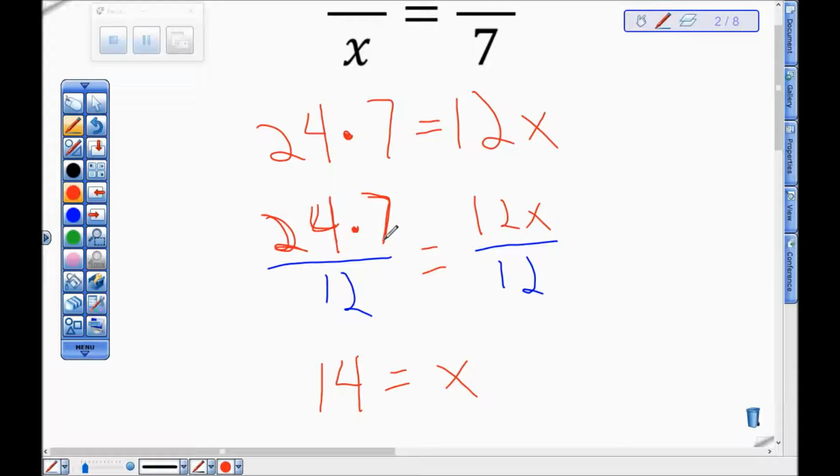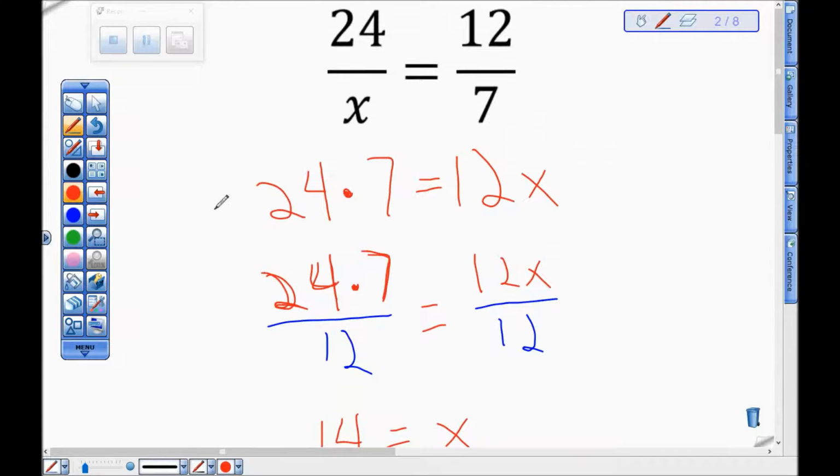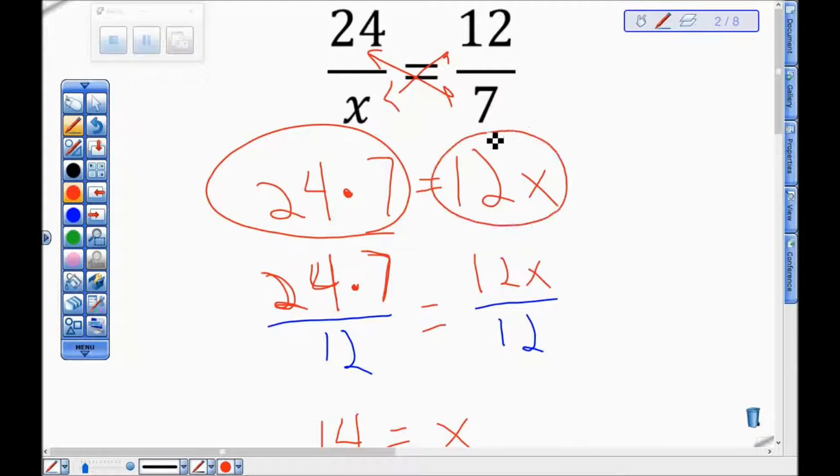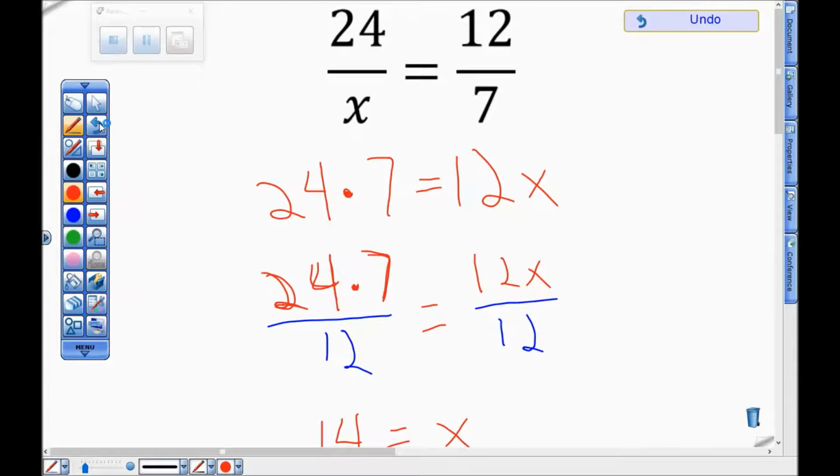I just took one quicker step because I didn't need to multiply these together to divide them by 12. It's easier to divide by 12 first and then multiply what's left. But this is what I do. This is how I set up my cross products. I take the 24 times the 7, gives me this. I take the 12 times the x, gives me this. And that's just a nice linear equation to solve. Solving 24 times 7 equals 12x is not difficult.